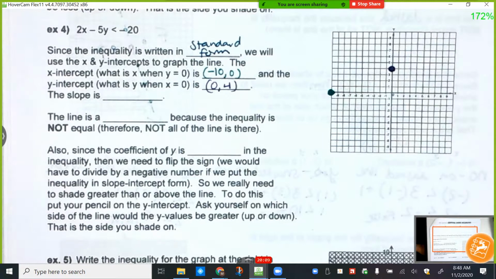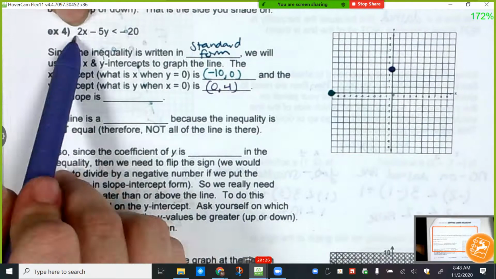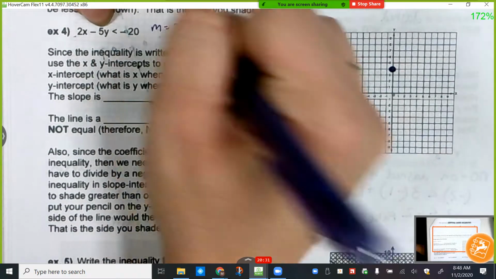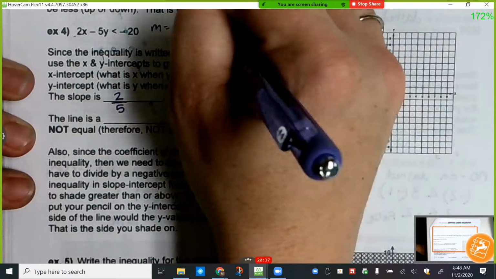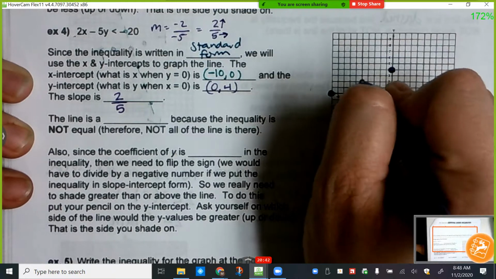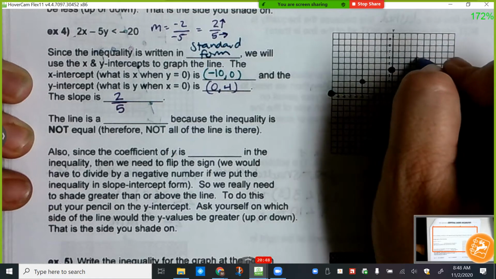How do y'all prefer to find slope? Do you prefer rise over run, or do you prefer to do opposite of A over B? Both? Doesn't matter which one you do? So first off, we should know that this is a positive slope, right? What's the opposite of +2? -2 over B, which is -5. So I know my slope is rise 2, run 5. And if I do rise 2, run 1, 2, 3, 4, 5, and I do it again, did it bring me to my other intercept? Yes. I can't count.